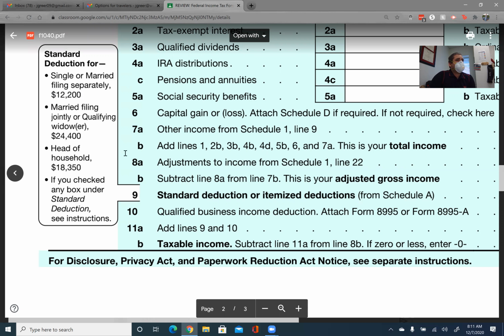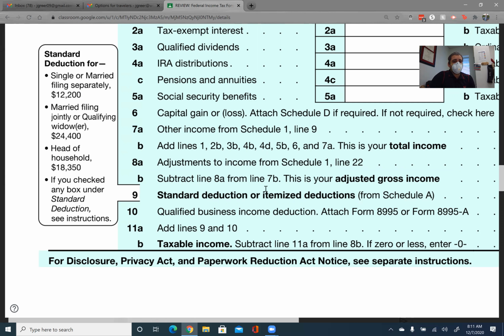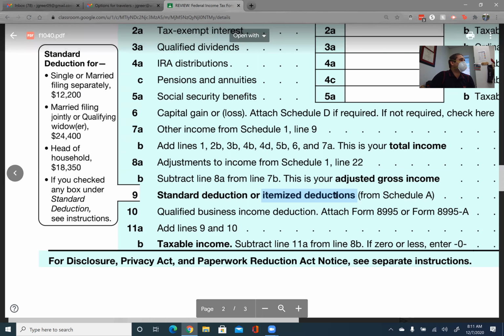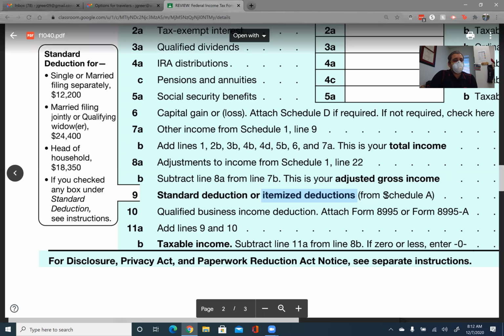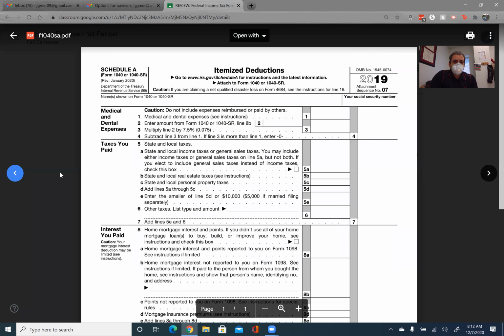But you may qualify to deduct more if you itemize. So the only way to figure out which one is more is to go ahead and do what? Well, you would have to calculate out your itemized deductions, right? Because otherwise you can't compare the two. So that takes us to Schedule A for itemized deductions.